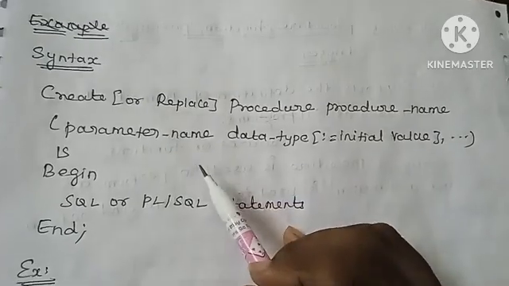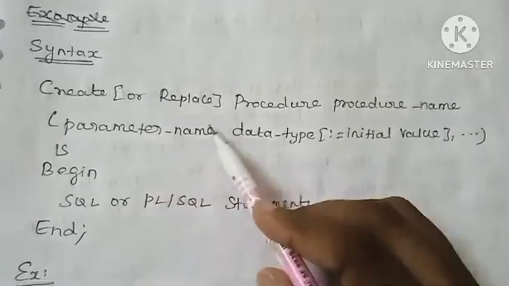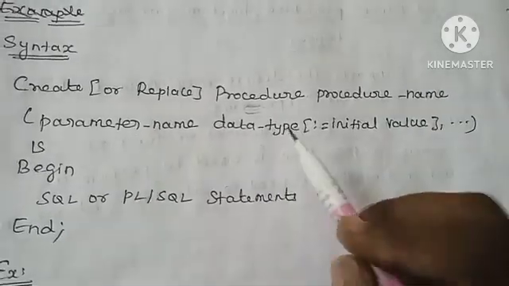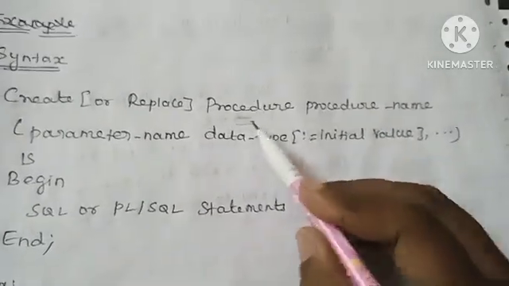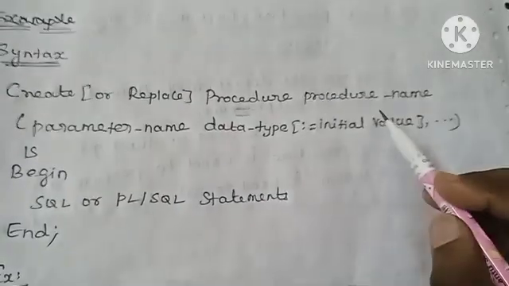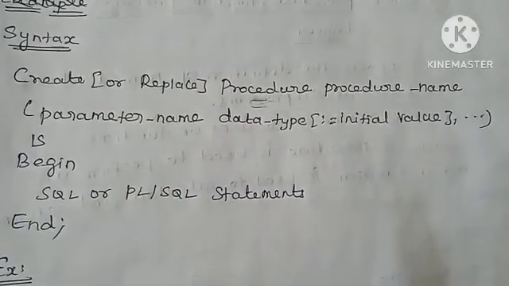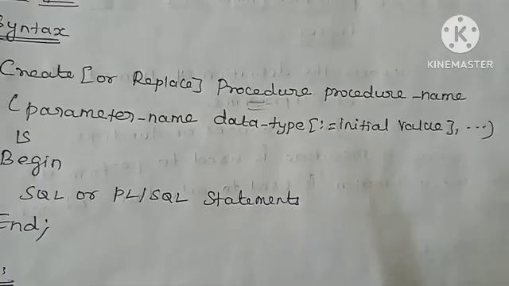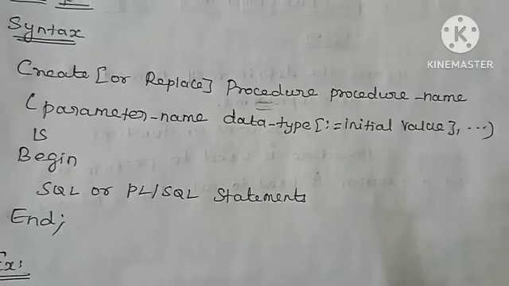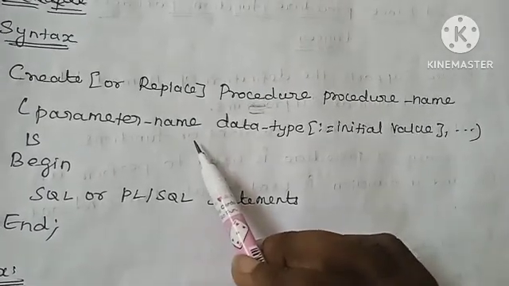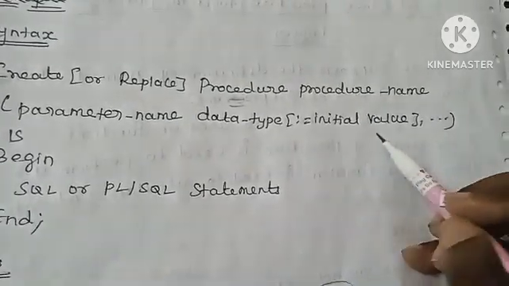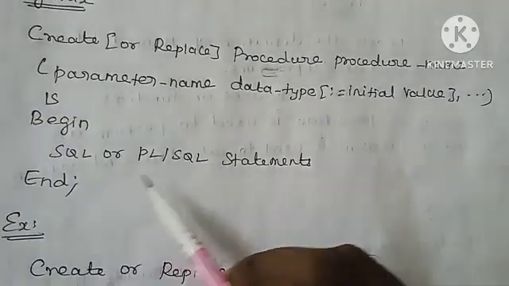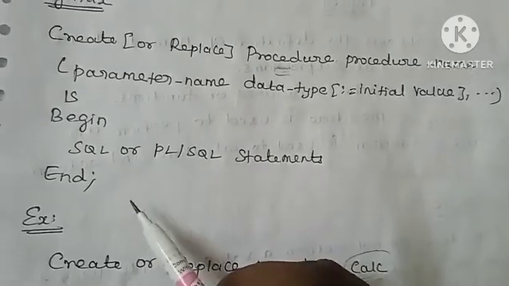The syntax for the procedure is CREATE OR REPLACE PROCEDURE. PROCEDURE is the keyword we must enter, and then the procedure name. The procedure name is a user-defined name; you can create any name. Then the parameter name, data type, and default value, then the IS keyword, then the SQL or PL/SQL statements, and then END.